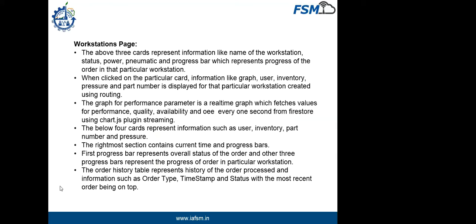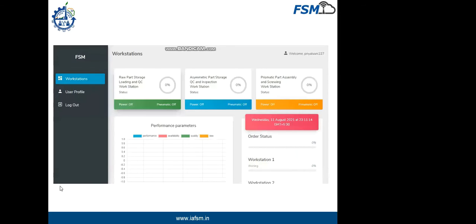Moving on to the workstations page, here the real-time data of the workstations is represented using various cards, charts, progress components, and an order history table. Here on the workstations page, the above three cards represent information for the three workstations such as name, status, power, pneumatic, and progress bar. The performance parameter section below represents the graph of real-time data of various parameters of the workstations such as quality, performance, OEE, and availability.